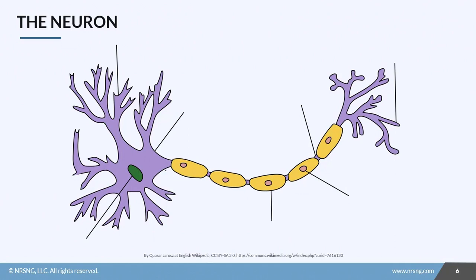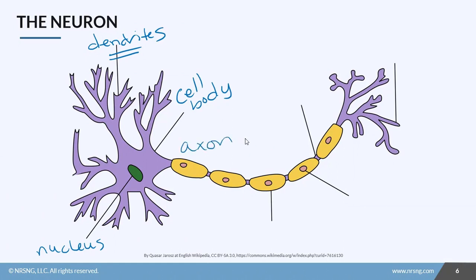This larger part here is called the cell body. This is where you'll find the nucleus as well as the other major structures of the cell like mitochondria, etc. Now, these finger-like projections over here are called dendrites. This is what's going to actually receive the signal from another neuron. This long, thin part here is called the axon. Depending on what part of the body it's in, these axons can be up to 2 or 2.5 feet long. Now, along the length of the axon, you're going to see what's called a myelin sheath.